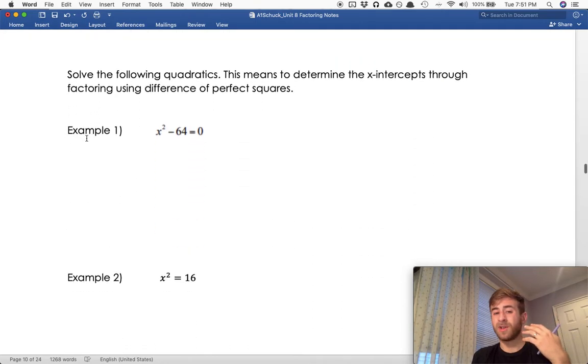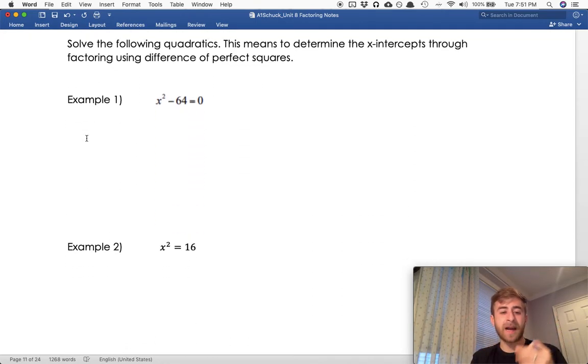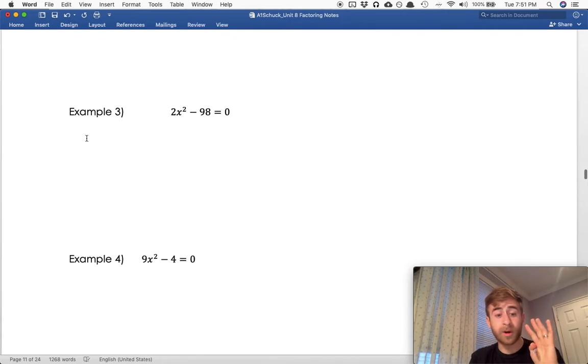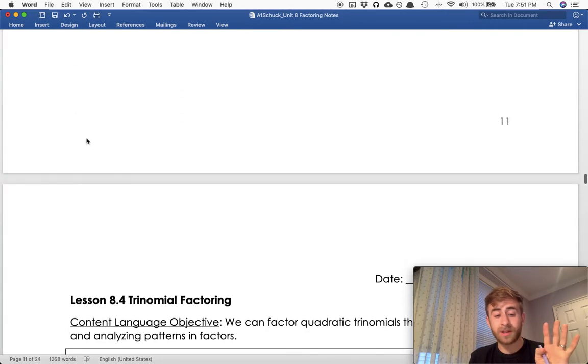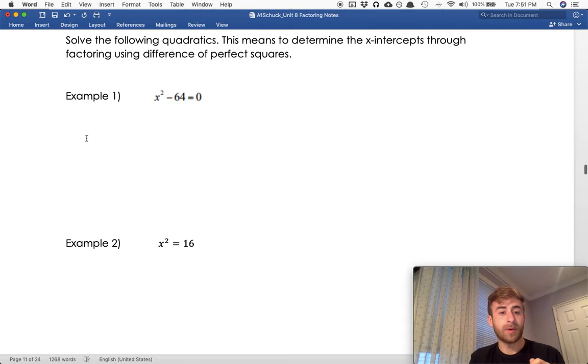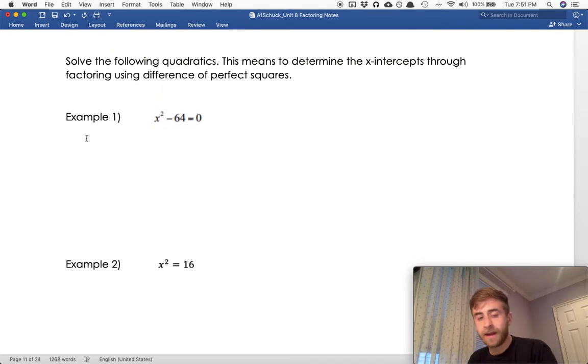Let's keep going just because I want to be snappy. We got 4 more examples that we'll do, and then we're done with this lesson. It goes on to lesson 8.4. Let's do it. All right.